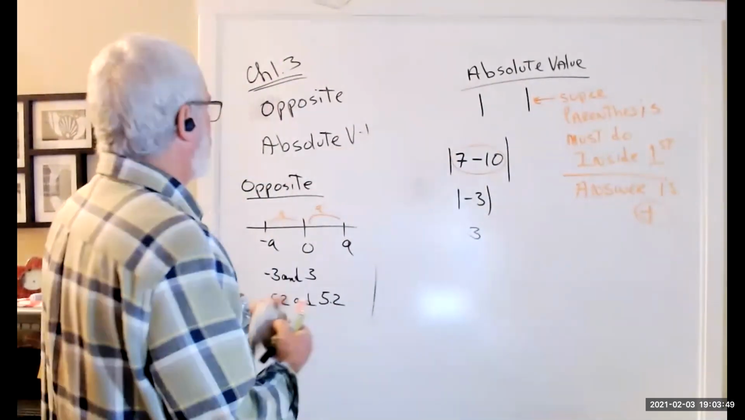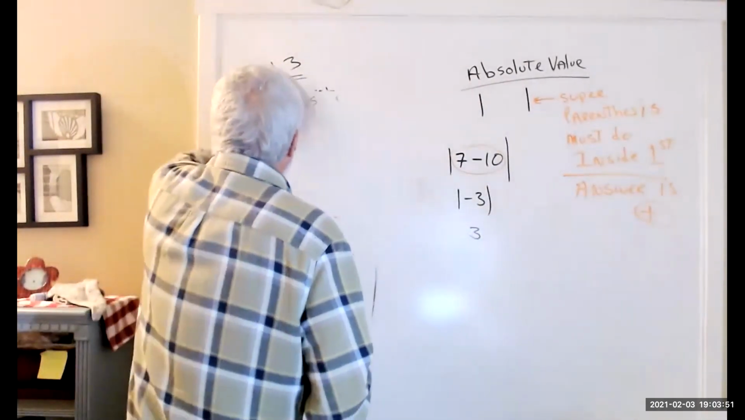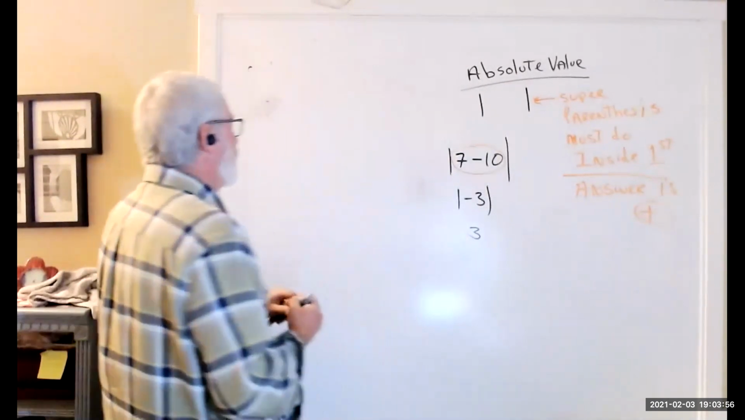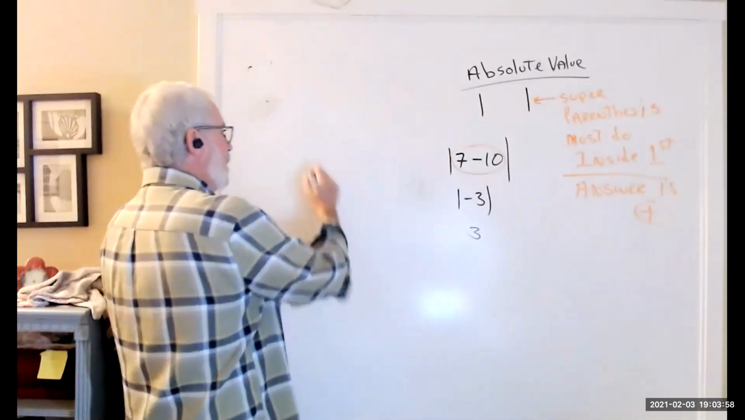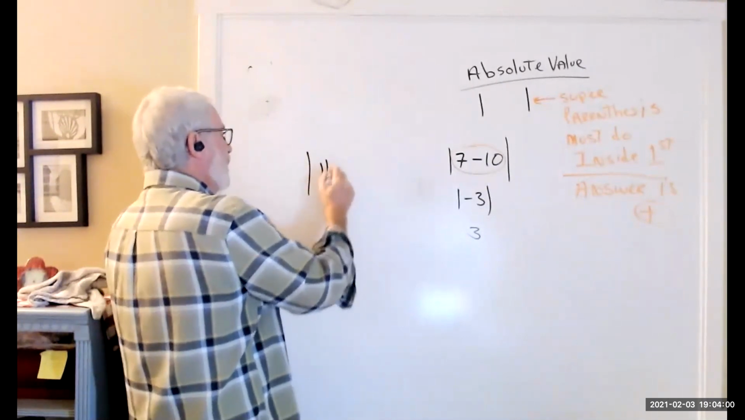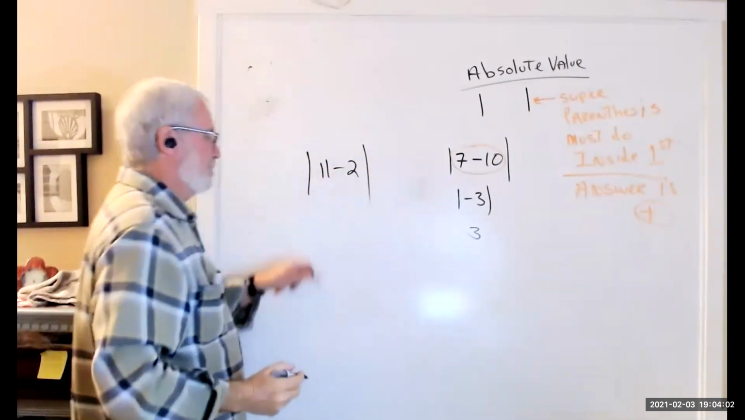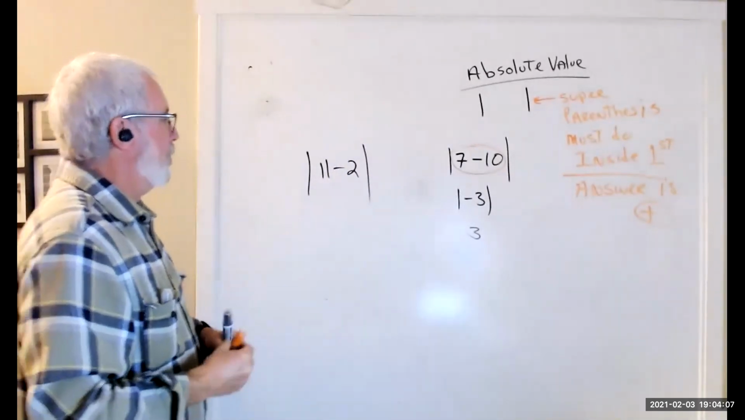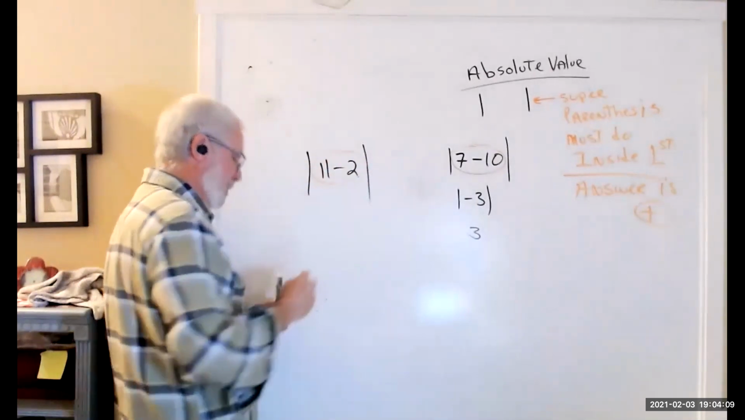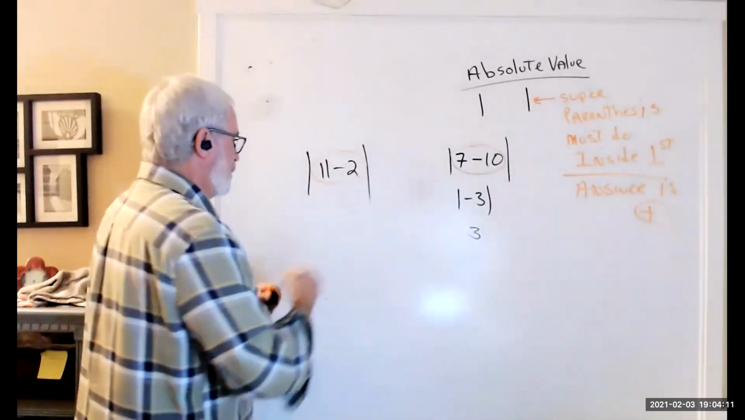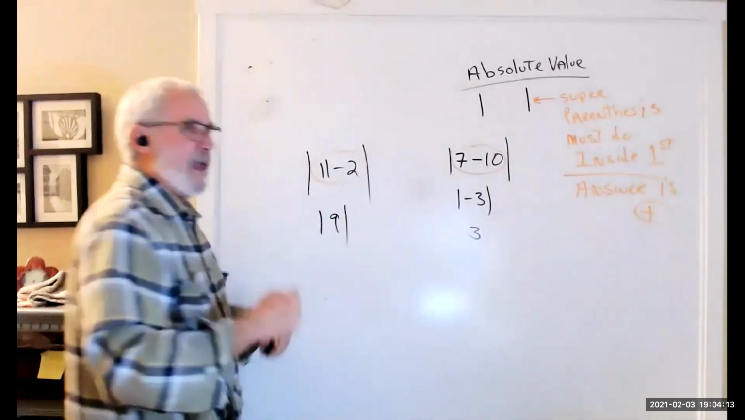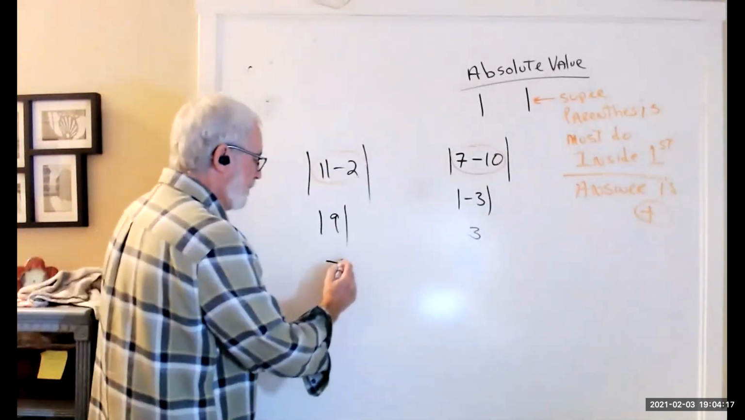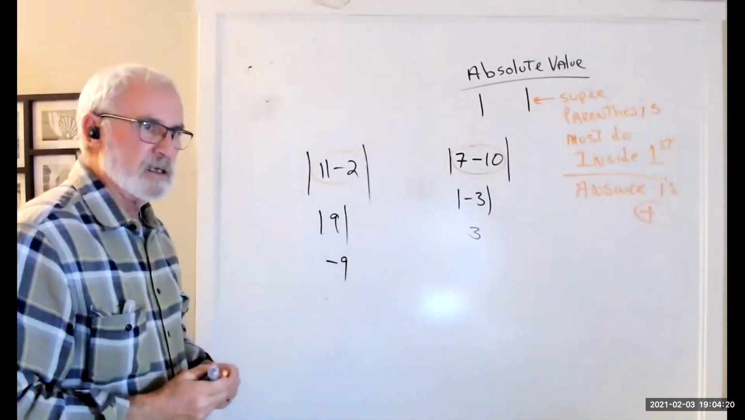Now, a lot of students get confused because if I give them this problem, absolute value of 11 minus 2, we do what's inside first. 11 take away 2 is 9. So this is the absolute value of 9. And a lot of people think absolute value takes the opposite. A lot of people will say the answer is negative 9.